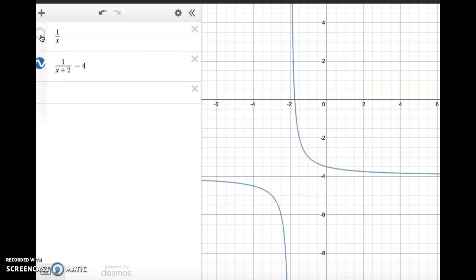Okay, awesome job, guys. You guys are going to practice graphing and identifying asymptotes and domain and range. You guys got this. Great job.